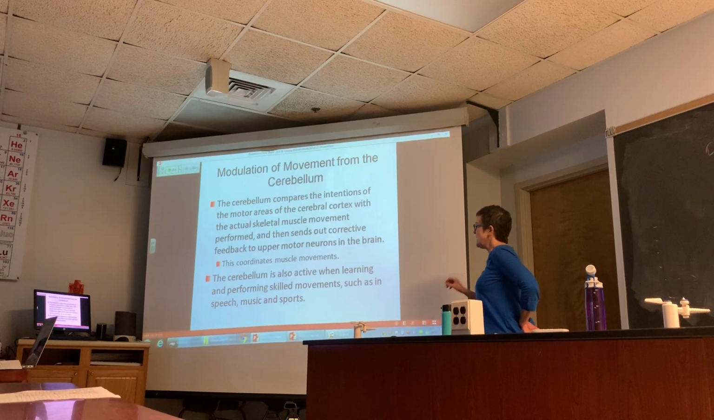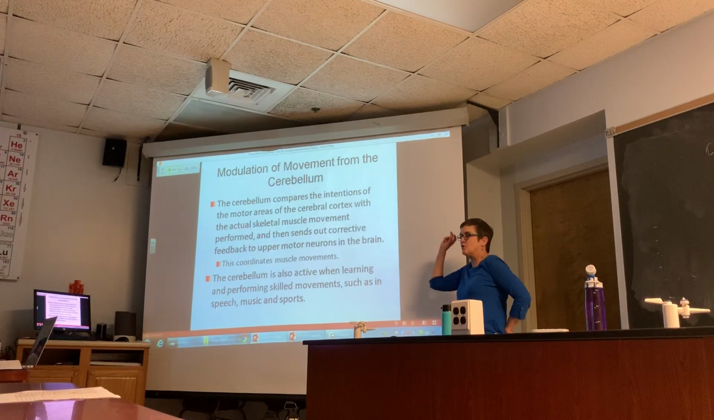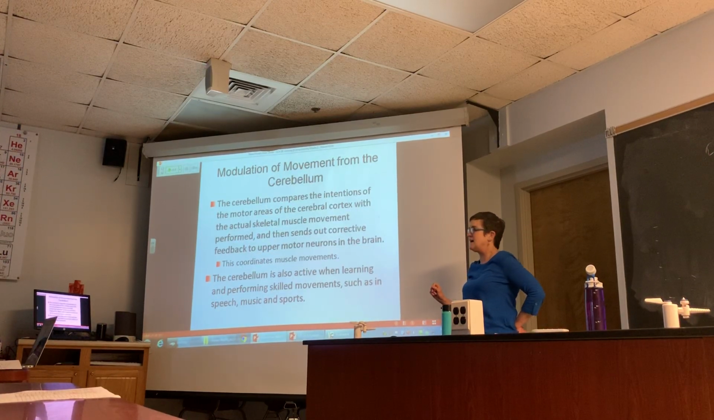It's also active when you're learning movements, when you're learning skilled movements like throwing a baseball or typing or playing a musical instrument or anything like that.